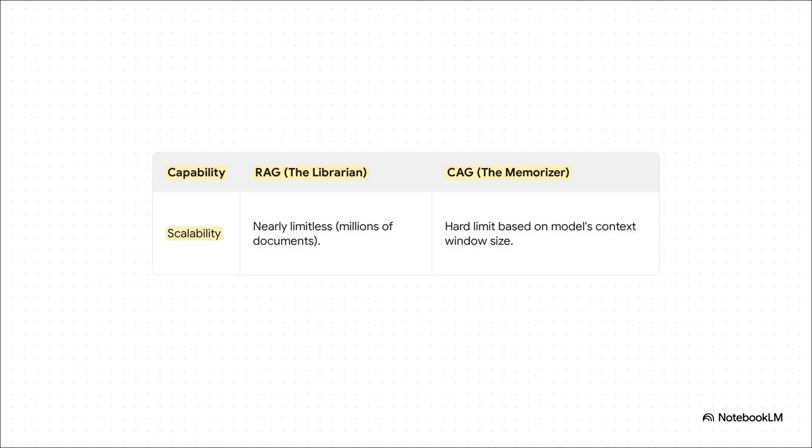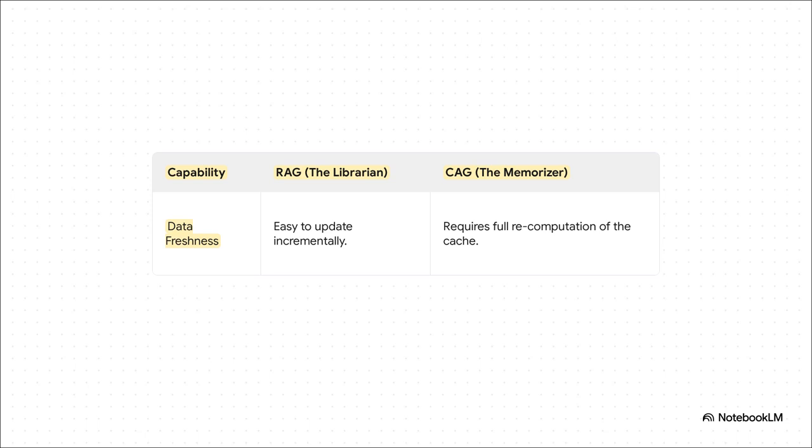We're talking millions of documents here, because it only has to look at a few relevant pieces at a time. CAG, on the other hand, hits a hard wall. It is totally limited by the model's context window, which can usually only hold a few hundred documents, tops. And finally, how up-to-date is the data?